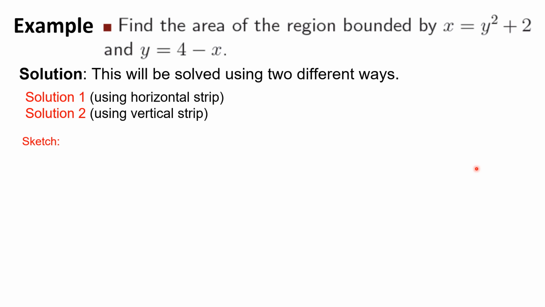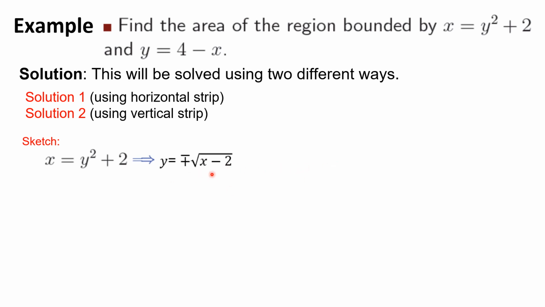So let's try to sketch the function x equals y squared plus 2. And to do that, we have to solve for some values. From y squared plus 2 equals x, you can solve for y. y is equal to plus or minus the square root of x minus 2. You can transpose 2 here, so you have x minus 2. But this is y squared, so y equals plus or minus the square root of x minus 2.